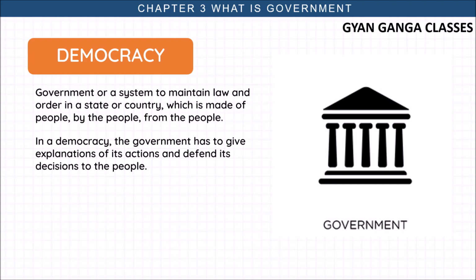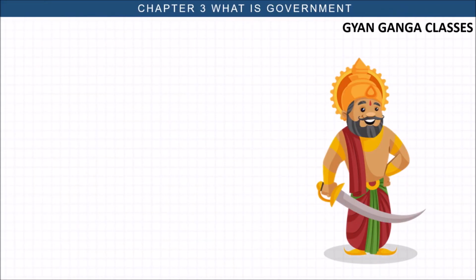In a democracy, the government has to give explanations for its actions and defend its decisions to the people. What is the next feature of democracy? That the government has to give explanations of its actions. If it did something, why did it do so, and defend its decisions to whom? To the people, because it is a government of the people. So a democracy is always responsible for its actions and has to give an explanation to the people to state their actions as right or wrong.